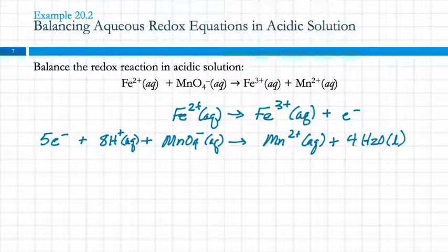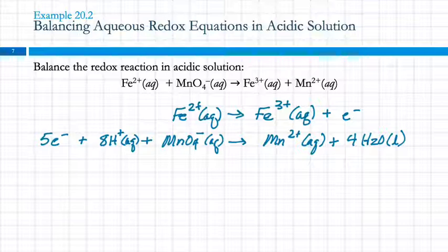The next step is I need to have the same number of electrons in both of my half reactions. This is my oxidation, where I'm losing electrons. This is showing I'm losing 1 electron. This is the reduction, where I'm gaining electrons. Here I'm gaining 5 electrons. If this one's losing 1, this one can't gain 5. It has to be the same number. I have to have 5 lost and 5 gained, or 10 lost and 10 gained. So I'm looking for the least common multiple of 5 and 1, which is 5.